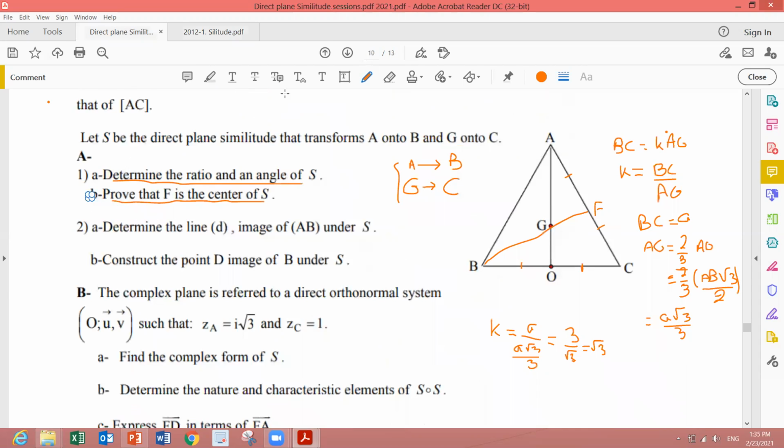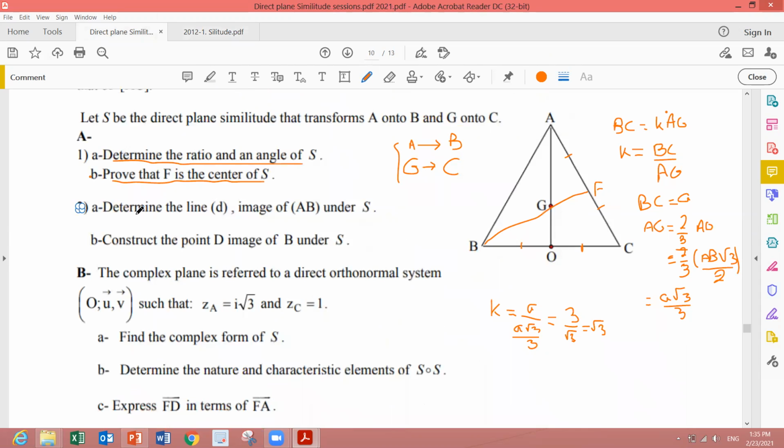Part 2. Determine the line D, the image of AB under S. What is the image of the line AB under S?